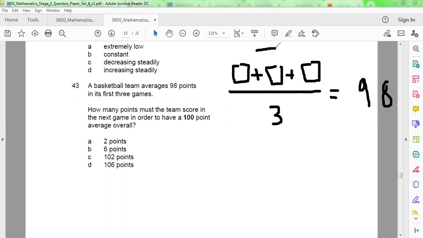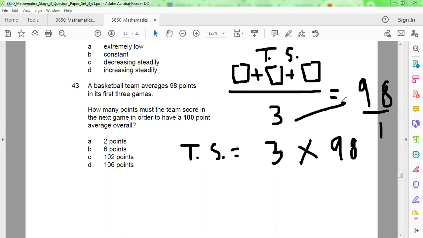So this would have been the total score. So we want to know what the total score is out of those 3 games. To get a total score, let's multiply 3 times the 98. Let us cross multiply. Three times 98 is 294. So the total score for the first three games was 294.